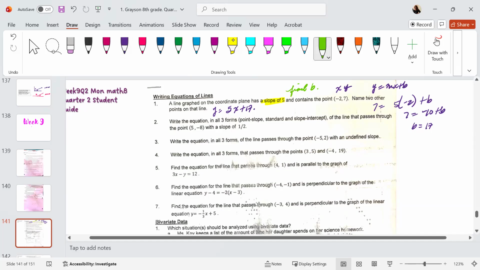Y equals mx plus b. You got m. What's the other thing that you need? B? No, b. Y is a point. You have y. Y is 7. You have x. X is negative 2. Negative 2 and 7 is a point on the line. What are the two things you need when you need to find the equation of a line?